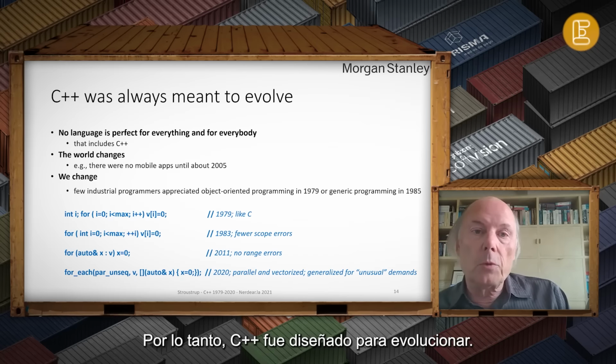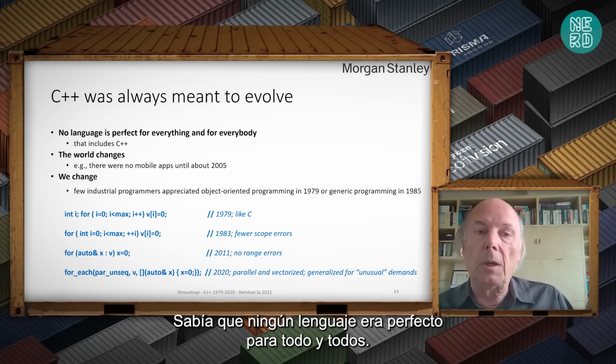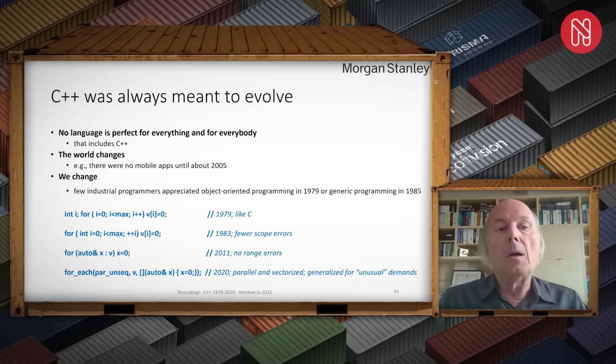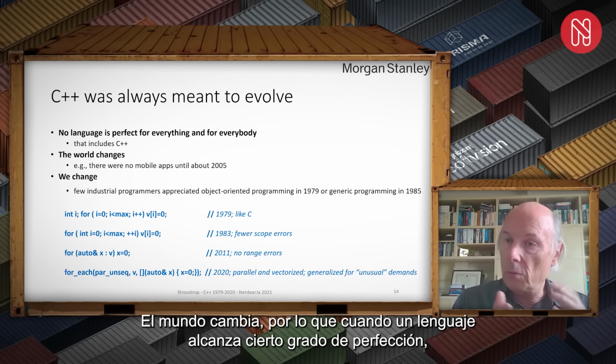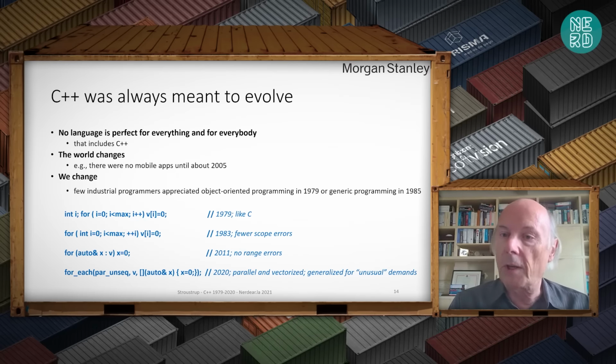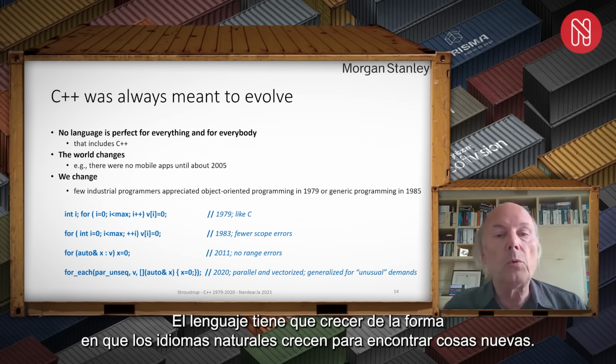So C++ was meant to evolve. That is, I knew that no language was perfect for everything and everybody, and that includes C++, of course. The world changes. So when a language reaches some degree of perfection, the world will change, we will change, and we need to make new improvements. The language has to grow the way natural languages grow to meet new things.